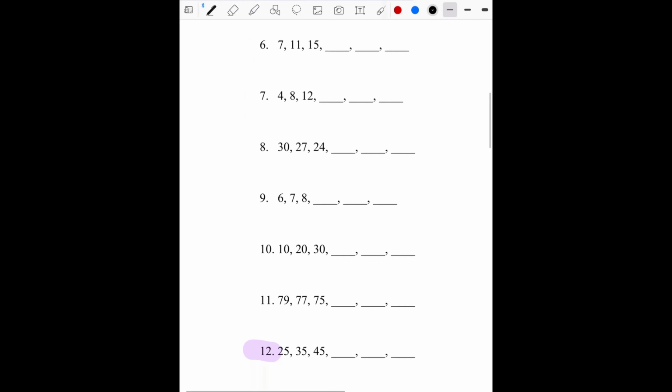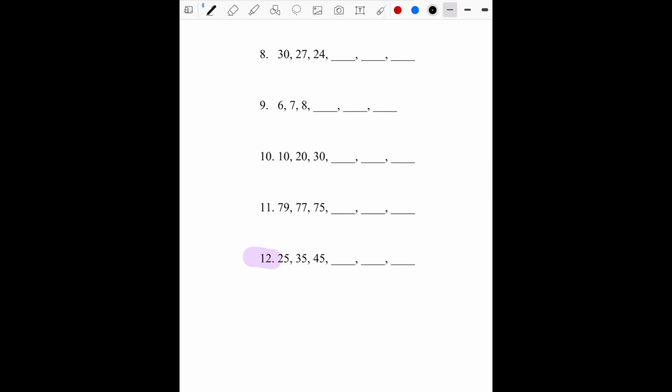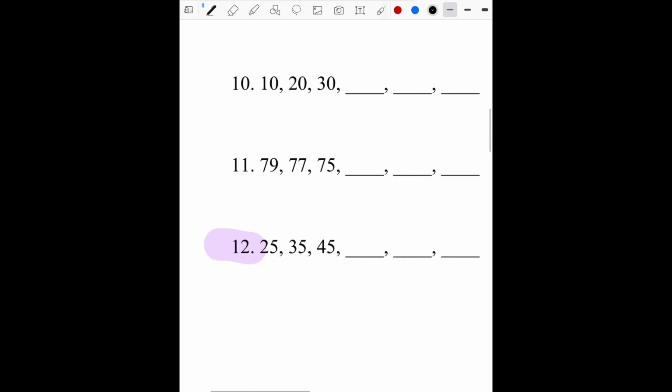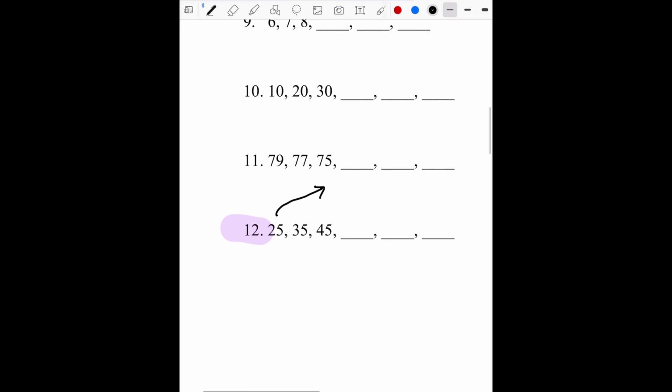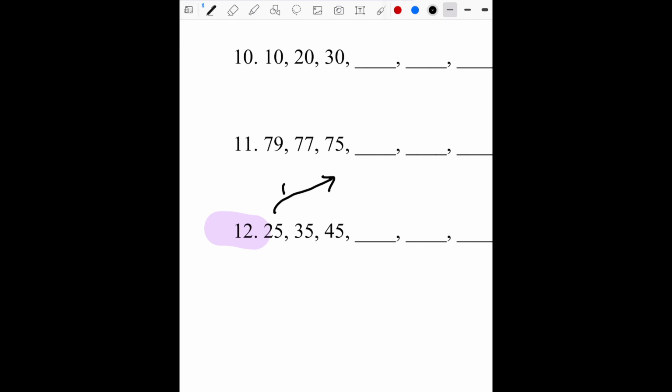Alrighty. So now we're moving on to number 12. Ooh, I noticed that the numbers here are going up instead of going down. And so when we go up, that means we're adding.